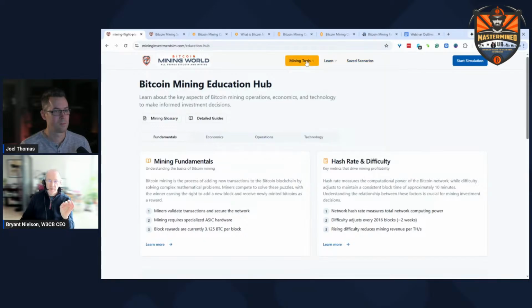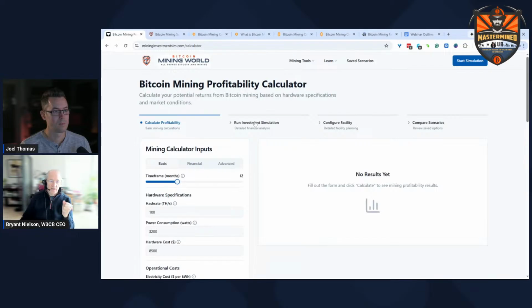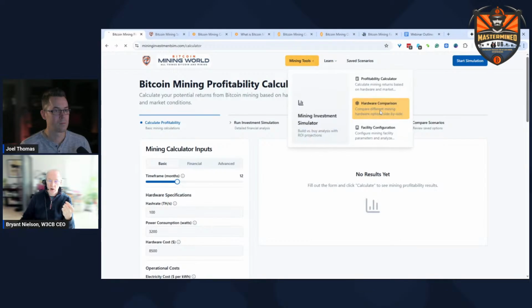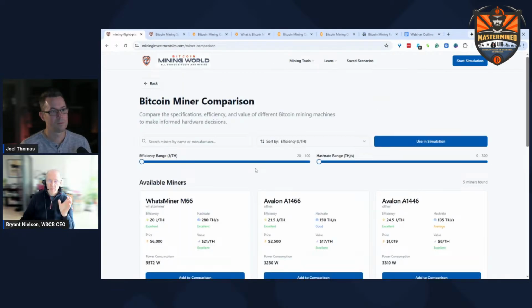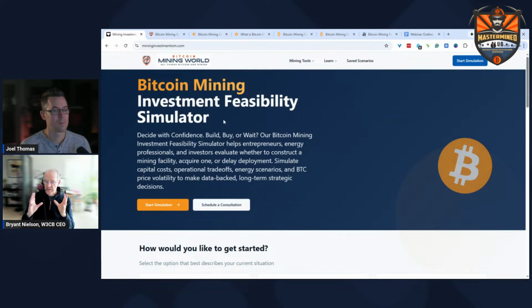You also have some other basic tools here. We have a profitability calculator that's built into this, in terms of saying, how am I really looking at this? You have a hardware comparison, so you can compare different miners from different manufacturers to see which one's better for you. So that really is what you're looking at with this first simulation platform. It's the ability to step back and say, I'm interested in this, I need to understand this better, but I want to make sure that the framework I take can support the decision that I'm trying to make.